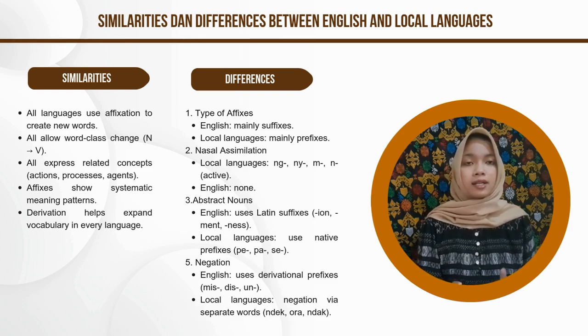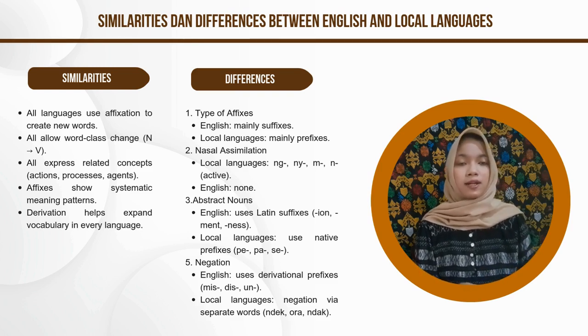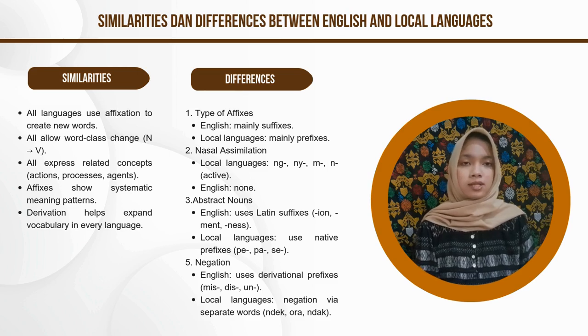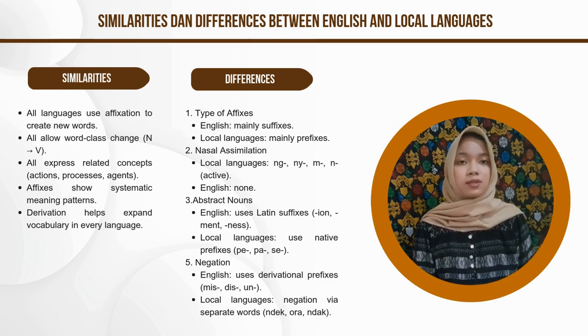And in every language, the meaning of the affix is systematic, so speakers can predict the functions, like er in English and pa in Javanese both mean a person who. So overall, derivation helps expand vocabulary in all languages. Next, the differences. The biggest difference is the type of affixes used. English mainly uses suffixes, while Sasak, Sumbawa, and Javanese mostly use prefixes.